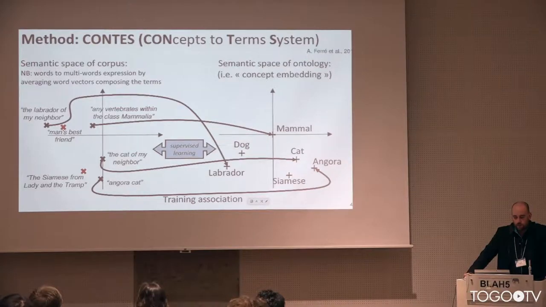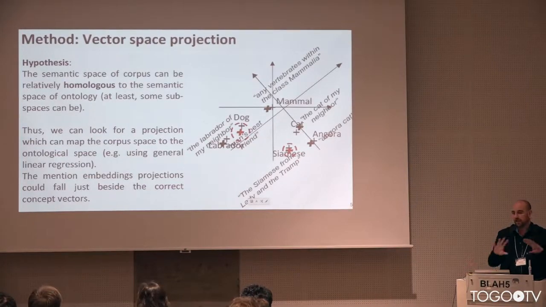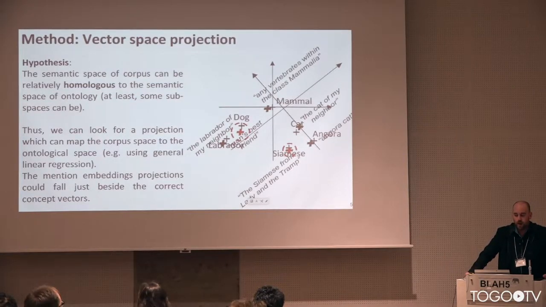And with a small sample of training data, we hope that we can perform a mapping between the two spaces. Our hypothesis is that the two semantic spaces have some similarity of structure. So we can look for a projection which can map the corpus space to the ontological space. And if the two spaces are homologous, we hope that the mention to predict falls just beside our correct concept vectors.